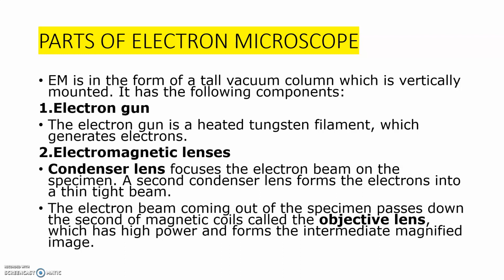Next are the electromagnetic lenses. The first condenser lens focuses the electron beam on the specimen. The second condenser lens forms the electrons into a thin, tight beam. The electron beams coming out of the specimen now pass down the second magnetic coil, called the objective lens, which has high power and forms an intermediate magnified image.